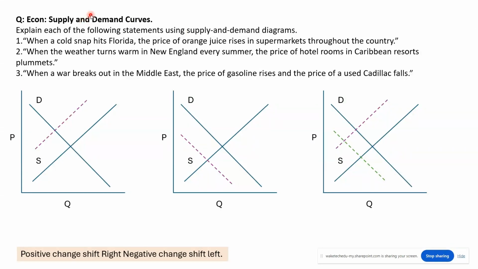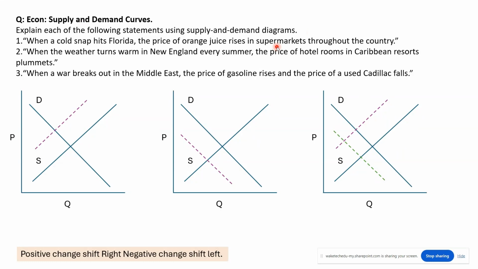Okay, this is all about supply and demand curves, and it's kind of real world examples, supposedly. So, explain each of the following statements using supply and demand diagrams. When a cold snap hits Florida, the price of orange juice rises in supermarkets.